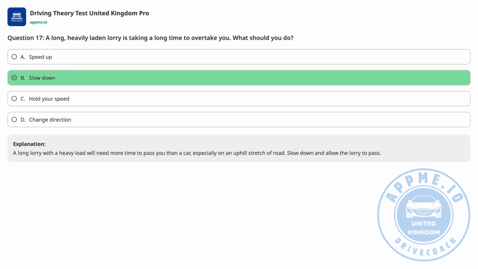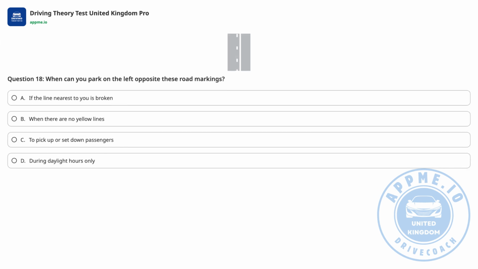The correct answer is B. Question 18. When can you park on the left opposite these road markings? A. If the line nearest to you is broken. B. When there are no yellow lines. C. To pick up or set down passengers. D. During daylight hours only.